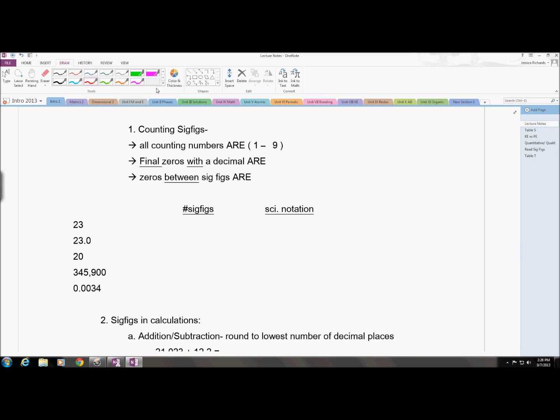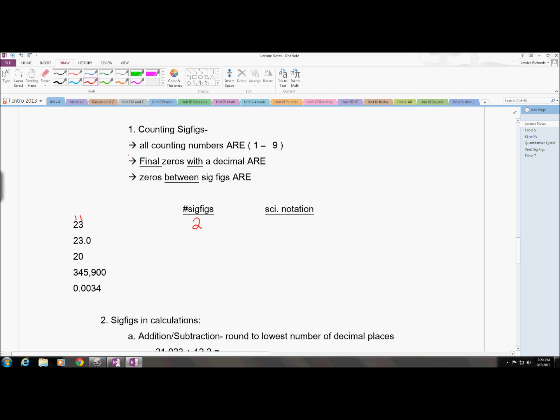So we have a few rules, and they're not that hard. First, we have to know what counting numbers are. So 1 through 9 are your counting numbers. They represent actual things. Those are always significant. If you see a counting number in a number, the counting number always counts. So one of the things I'm going to tell you to do is, when you see a counting number, make a little mark. 2 is a counting number, 3 is a counting number, that's it. There's nothing else left. This number has 2 significant figures in it.